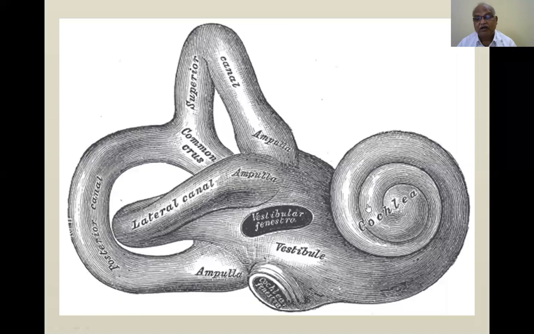So this is the vestibule. The cochlea is the anterior part of the vestibule. So into the vestibule, the cochlea opens like this. So the three semicircular canals open into the posterior part of the vestibule. So you see, this is one opening, one opening, one opening, one opening. 1, 2, 3, 4, 5.